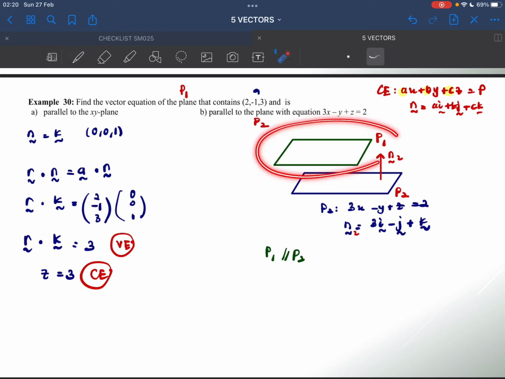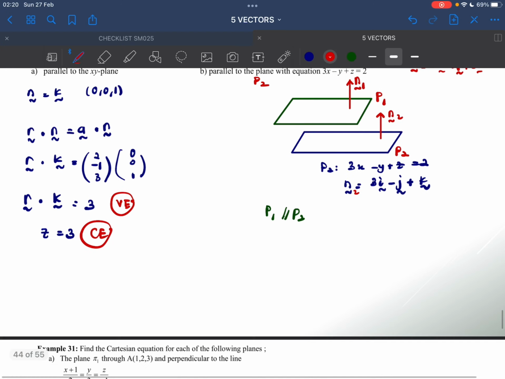And this is what we want to find. Okay, we want to find the normal for this plane here. So as you can see from here, this is the normal for plane 1, and the normal for plane 1 is actually parallel to the normal from plane 2. Okay, what we know, P1 is parallel to P2. That means the normal from plane 1 is equal to the normal to plane 2.